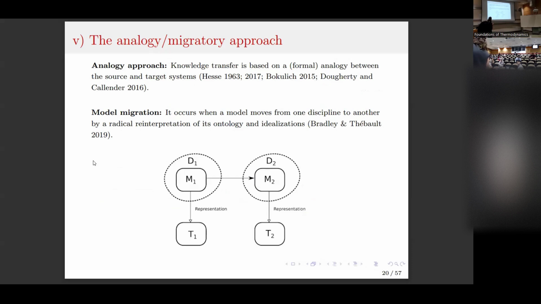There's also the analogy or the migratory approach. The analogy approach just focuses on the analogical aspects of the original domain and the target domain. And there is another type of approach called model migration, which is different from imperialism in the sense that we transfer one model from one discipline to the other, not just by extending the domain of that model, but by reinterpreting the idealizations and the ontology according to the new domain. So here is the schema for model migration that Bradley and Thébault proposed.